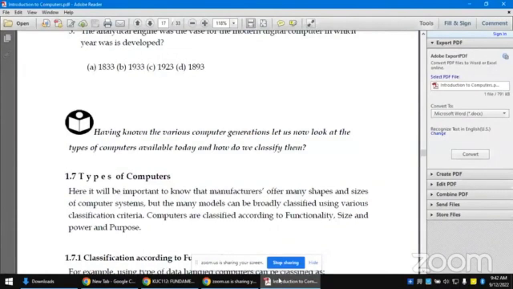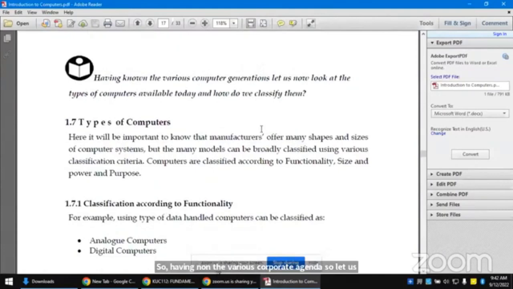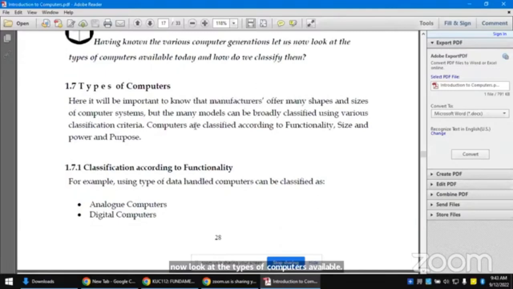So having known the various computer generations, let us now look at the types of computers available today and how we classify them. One of the objectives, as we began this topic, was to look at the types of computers and how they are classified. Manufacturers offer many shapes and sizes of computer systems, but the many models can be broadly classified using various criteria. Computers are classified according to functionality, size, power and purpose.